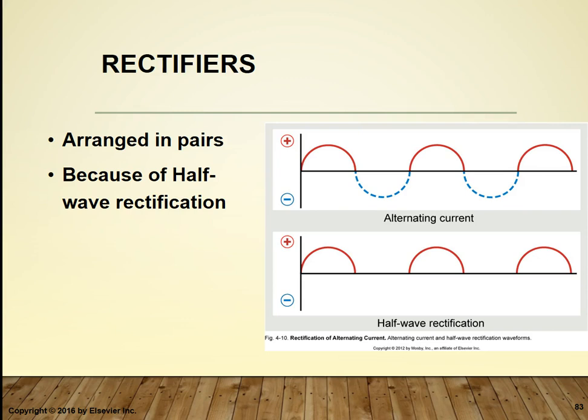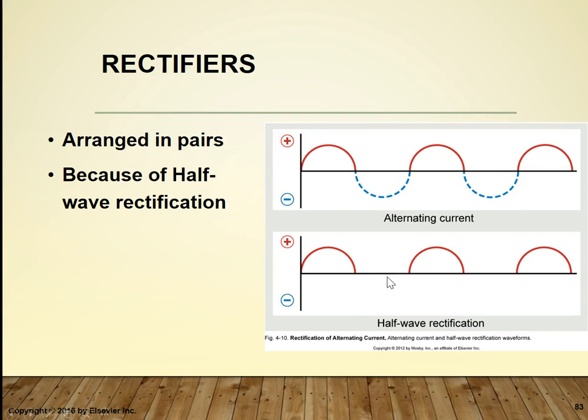And this type of waveform is called half wave rectification. So here's the alternating current. Some is above the baseline, some is below. And when you have half wave, you have taken out this on the bottom, but that means you don't have a full supply of radiation.